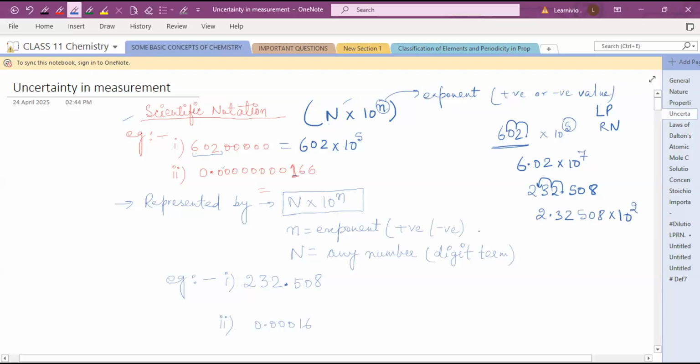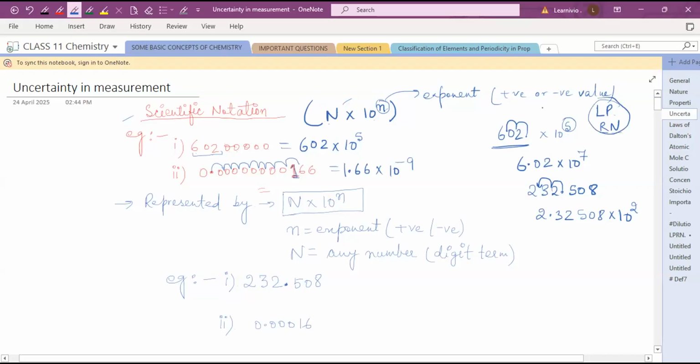But if we have to shift rightward of the decimal, right? See, in this question we have to put the decimal here, right? 1.166 into 10 raised to the power... How many digits have we shifted rightward? 1, 2, 3, 4, 5, 6, 7, 8, and 9. 9 digits, right? So we should put -9 over here. So RN rule: right, negative; left, positive. Just remember this rule. Yeah, is it okay?